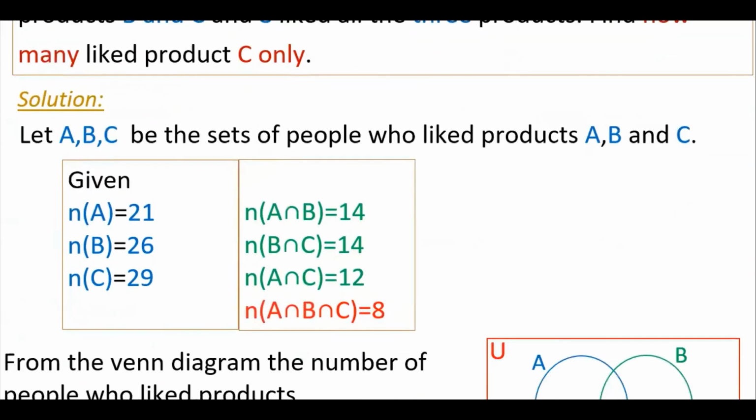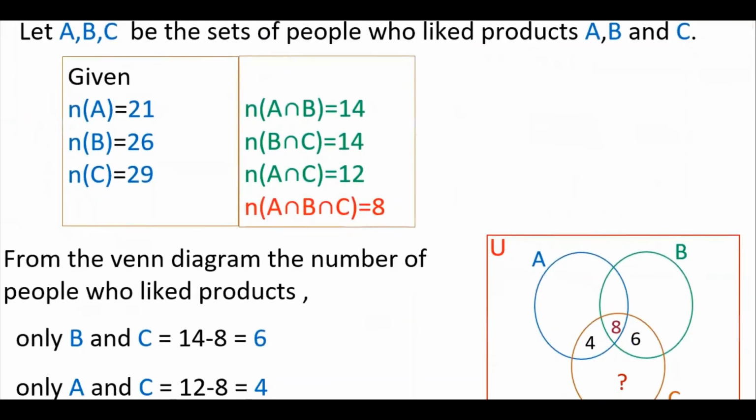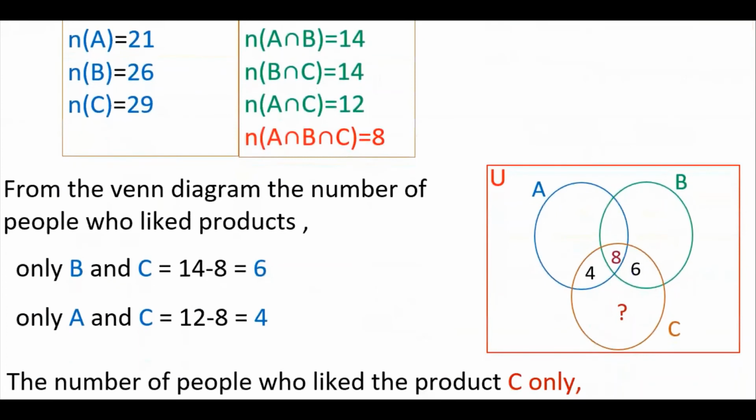So first write the given values here. Here all these are given values. From the Venn diagram, you can find it easily. See here. Here you have to find this value: only C, the number of people who like product C only. This value is given and you have to first find these 2 values, and n of C, you know, that is 29. If you subtract these 3 values from n of C, then you will get this value. So first find only these 2 values.